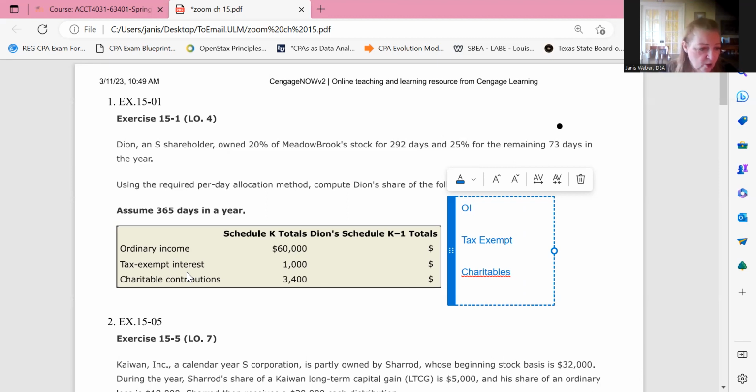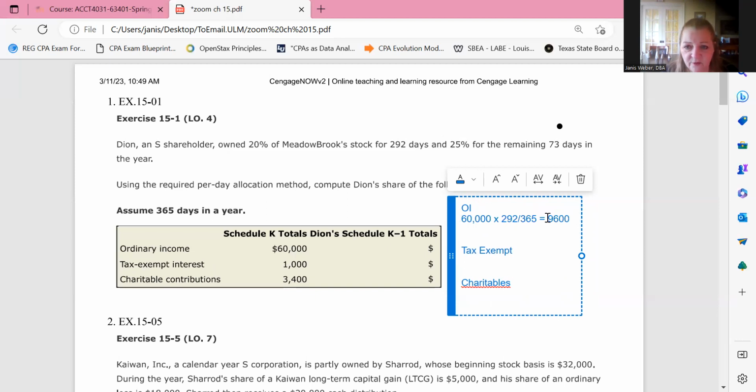So for ordinary income, we're going to take that $60,000 times the 292 days divided by 365. And that's going to bring us to 9,600, I think. Oh, I'm sorry, I left out the 20%. 60,000 times 292 days divided by 365 times 20%. That's what brought us to 9,600.